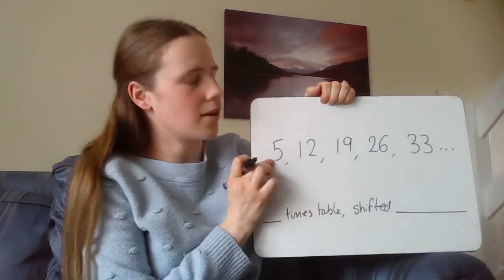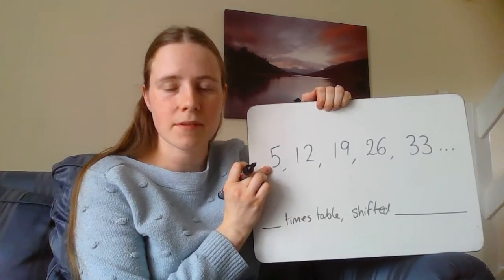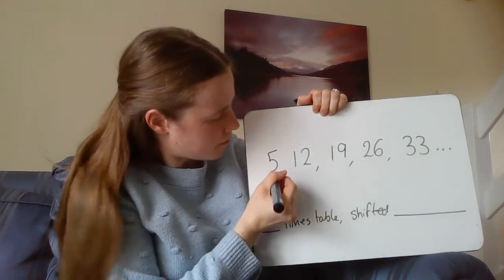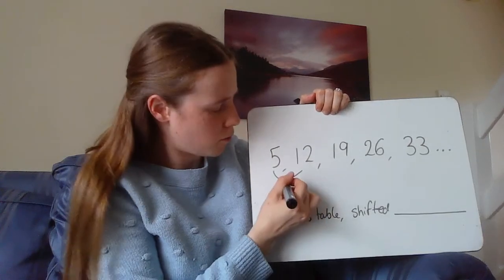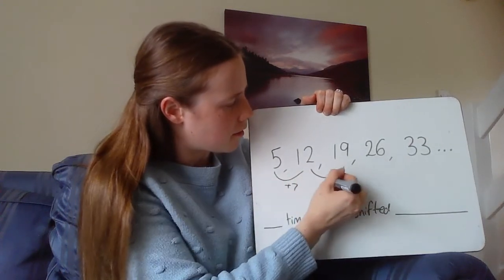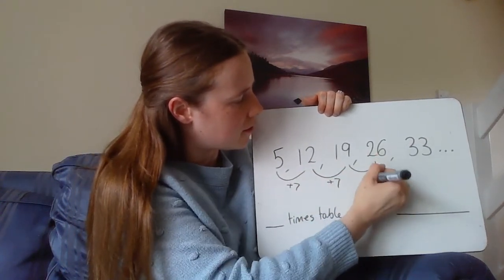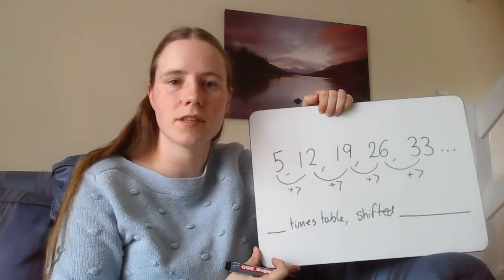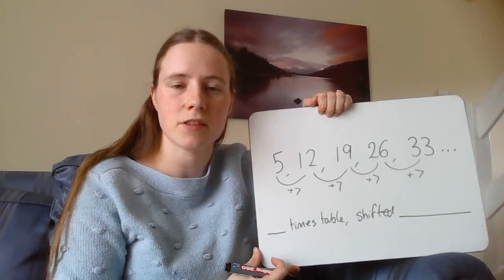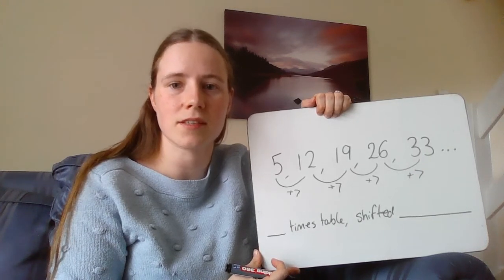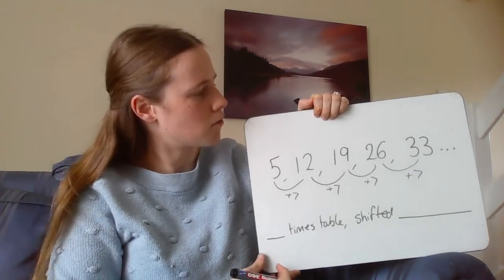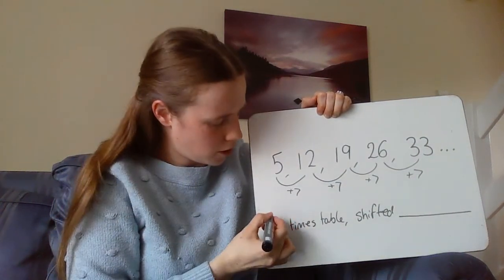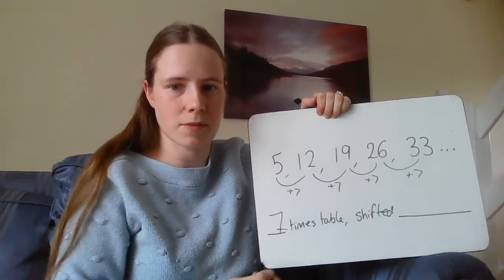Okay, so here is our linear or arithmetic sequence. The first thing I'm going to do is work out the common difference. So from 5 to 12, we need to add 7. We add 7 again here, and again, and again. So this sequence is going up in 7s. The times table that goes up in 7s is the 7 times table. So I'm going to write the 7 times table above so we can work out what the shift is. So we know it's the 7 times table.